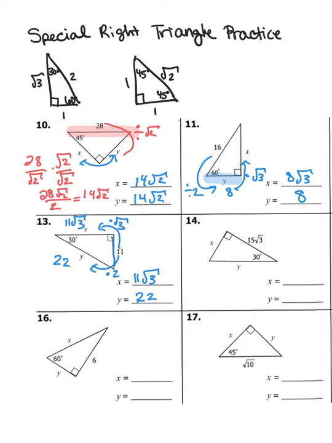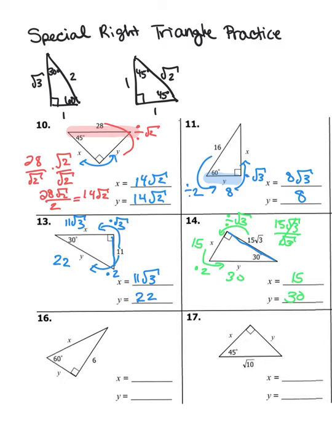So number 14 is also a 30-60-90 triangle. In this case, they're giving me the long leg. To go from the long leg to my short leg, I'm going to divide by the square root of 3. So 15 square roots of 3 divided by the square root of 3. My square roots of 3 cancel out, so I'm left with 15. To go from my short leg to my hypotenuse, I'm going to multiply by 2, so I get 30. So my short leg x is 15 and my hypotenuse is 30.